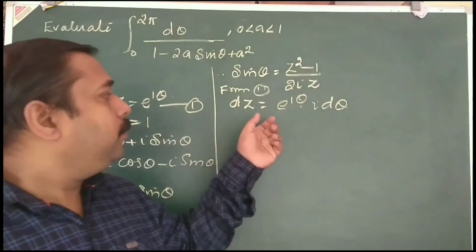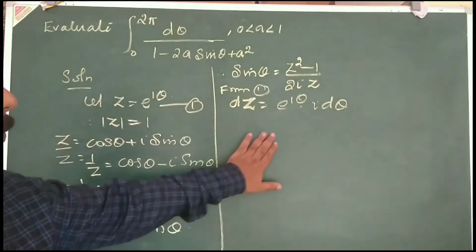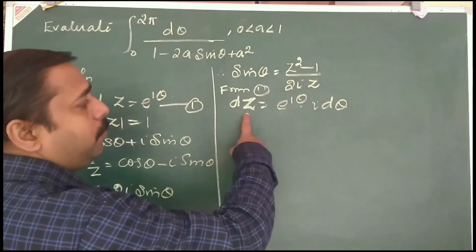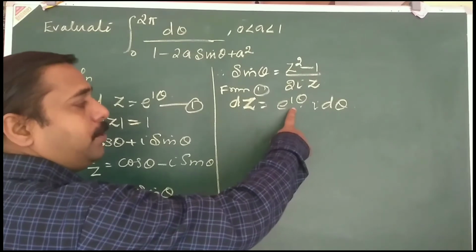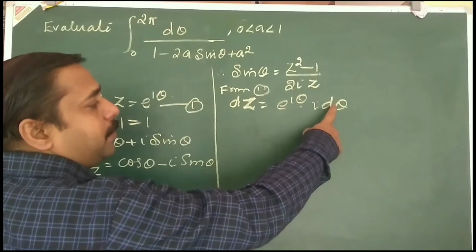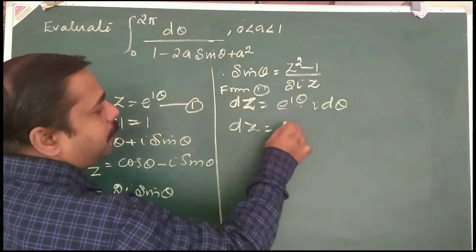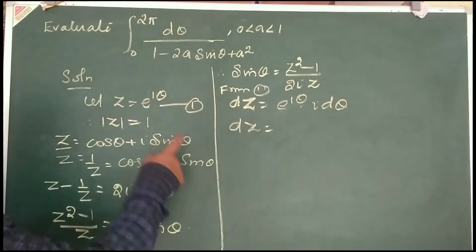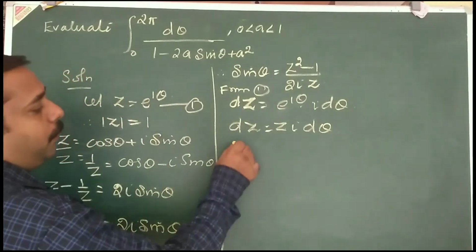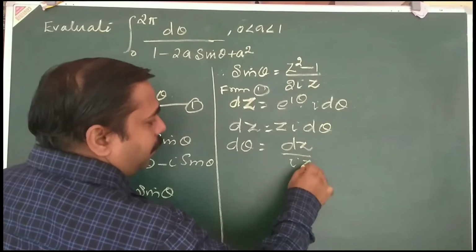Because dz is equal to e raised to x, differentiation is e raised to x only, that is e raised to I theta. Then I theta differentiation is I into d theta. So dz is equal to, what is e raised to I theta? e raised to I theta is z. So dz is z I d theta. Therefore d theta is equal to dz by I z.